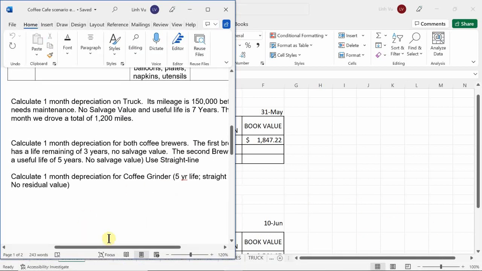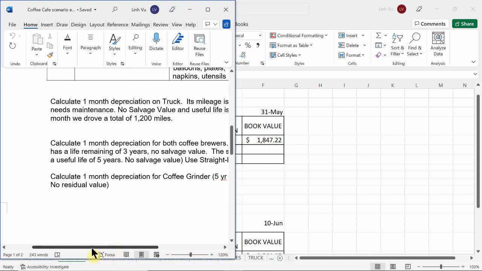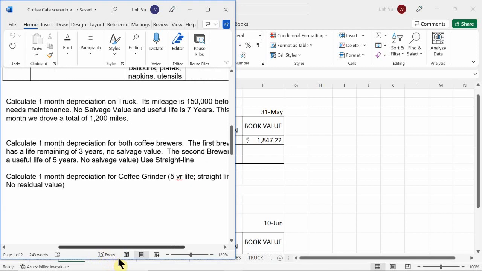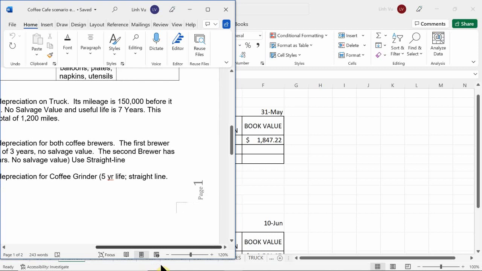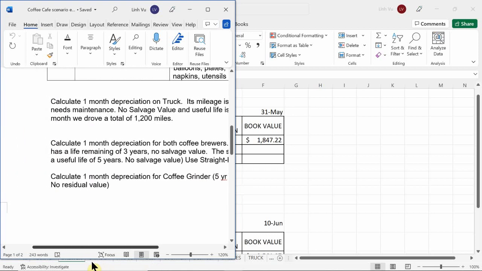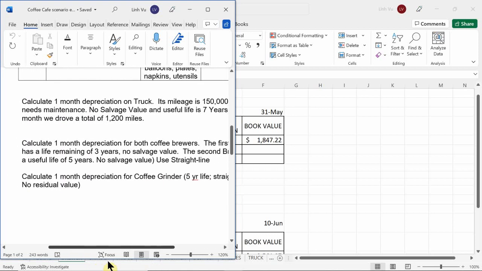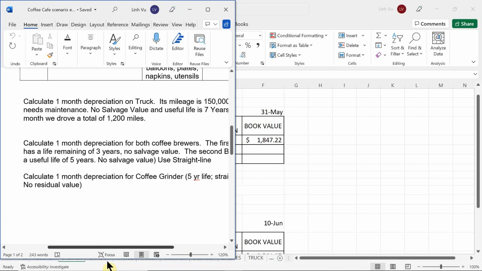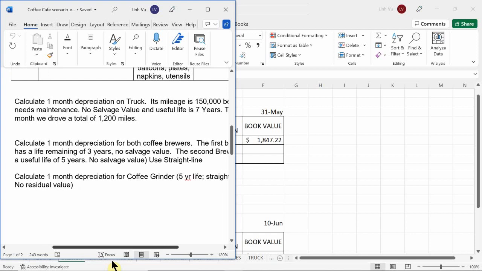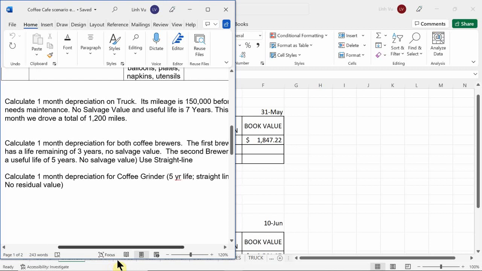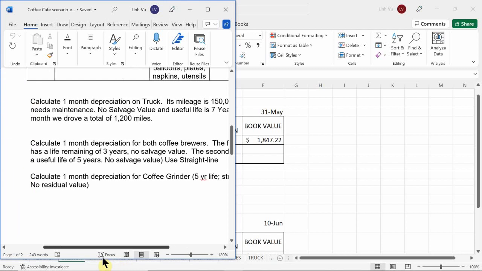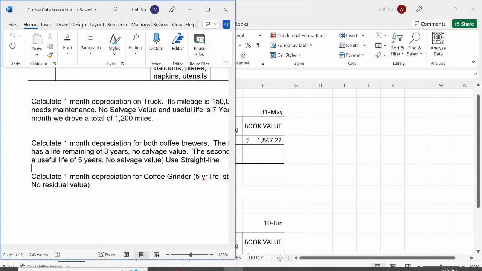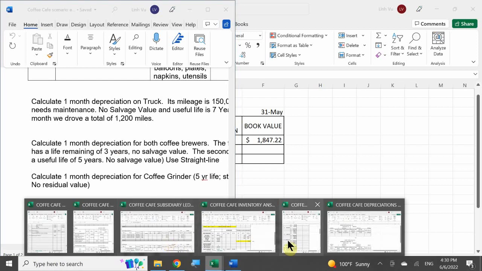Okay. We are also going to calculate 1 month's depreciation for the coffee grinder, 5 years straight line, and of course, no residual value. Residual value means the same thing as salvage value, so it means there's nothing remaining at the end of its life. So it has an estimated useful life of 5 years, and we're going to be using straight line for the coffee grinder.